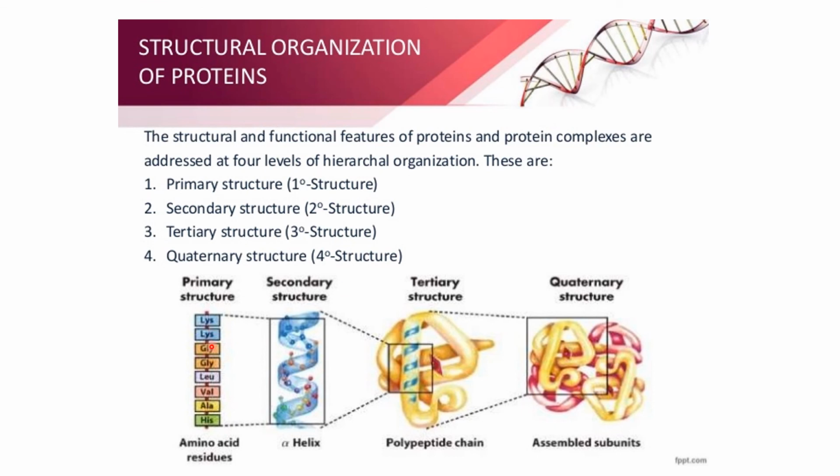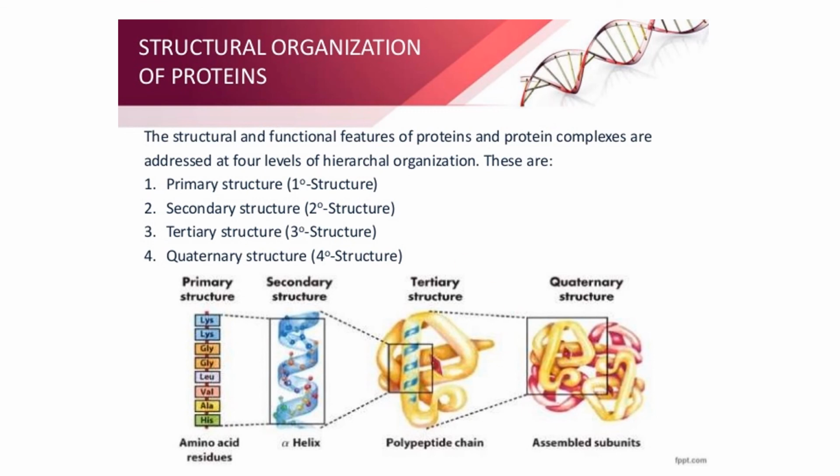That means primary structure gives rise to secondary structure, which gives rise to tertiary structure, which gives rise to quaternary structure. Or you can say secondary structure is because of primary structure, tertiary structure is because of secondary structure, quaternary structure is because of tertiary structure. So these are the different structural organizations of proteins.